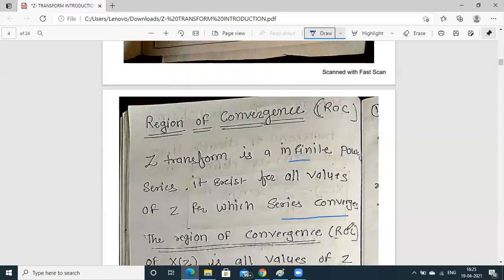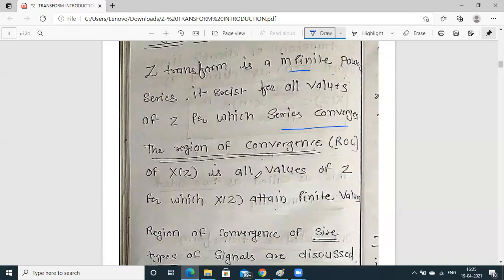Now, region of convergence, ROC of X of Z, is all the values of Z for which X of Z attains a finite value. The value of X of Z should be finite when we put the value of Z in that X of Z.